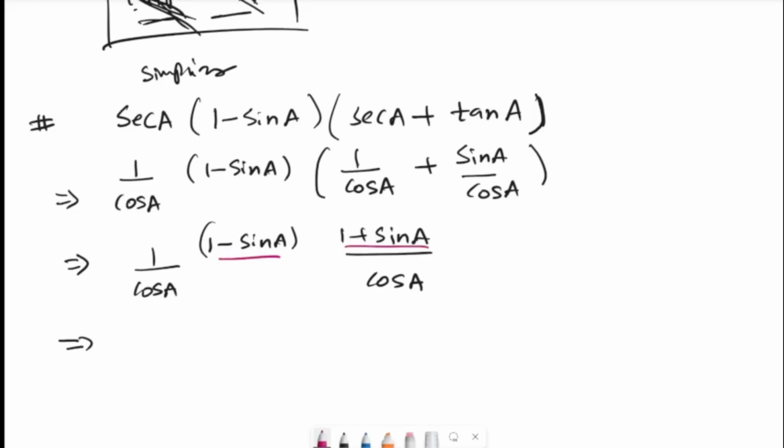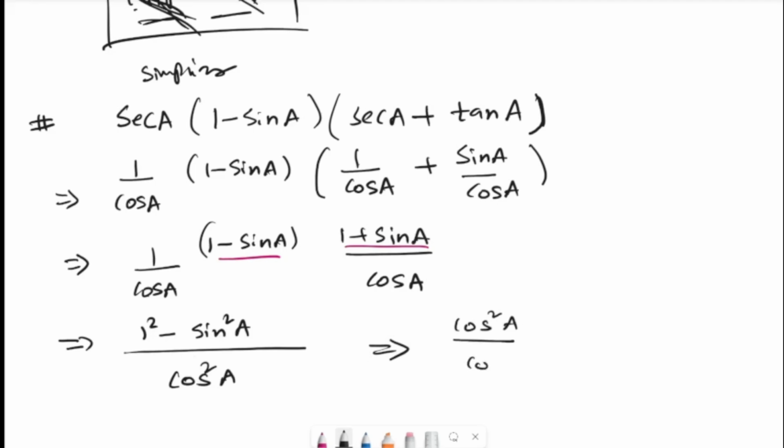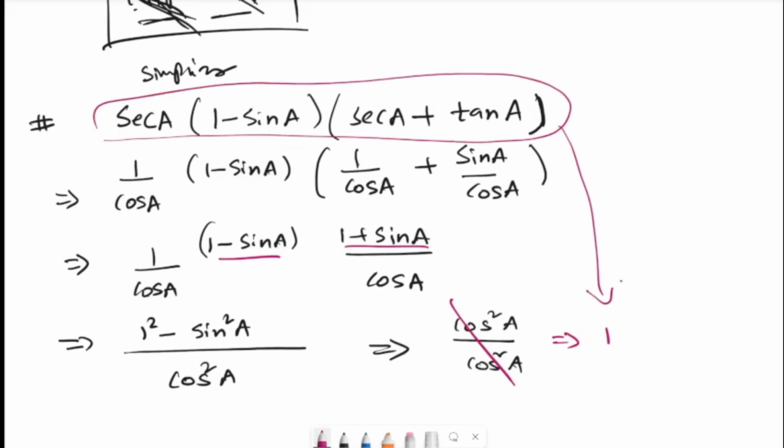As I've told you, A minus B times A plus B, A square minus B square is notoriously used pretty much everywhere. Okay, this is A square. It will evaluate to 1 square minus, in the numerator, sine square A. In the bottom, cos A times cos A is cos square A. Implies 1 minus sine square A is cos square A divided by cos square A. So what do we have here? Ultimately 1. So this complex algebraic expression became simple number 1. All right.